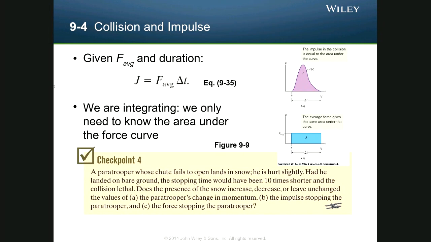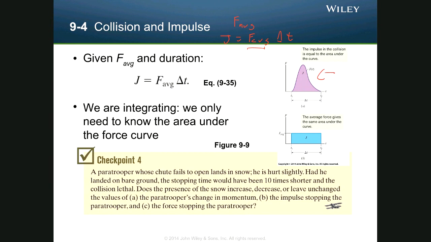So even though complicated stuff is happening in the collision, if we can somehow intuit or get F average, then J will be equal to simply F average, a constant, times delta t, and that will be equivalent to integrating this function. Okay?